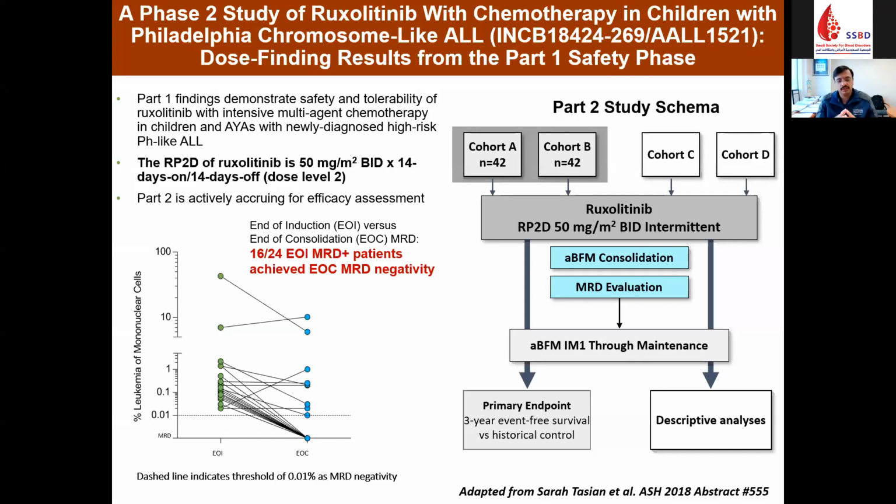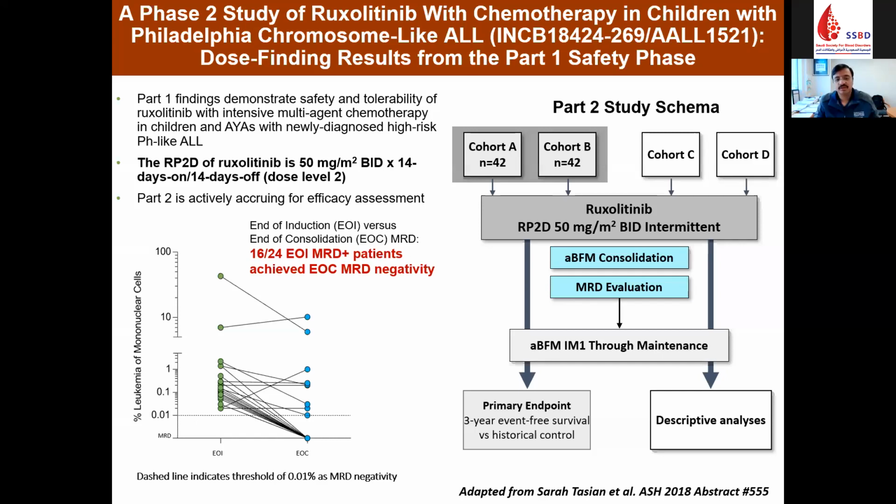Having said that, this strategy is being explored in children. This is a slide from a couple of years ago now, reported by Sarah Tasian, where in kids, as part of this Children's Oncology Group study, if the child has a Ph-like abnormality, and after induction they are still MRD positive, then they continue with their next consolidations, but ruxolitinib is added. And the dose of ruxolitinib is a bit different. You see here 50 milligram per meter squared twice a day, 14 days on and 14 days off. So slightly different.